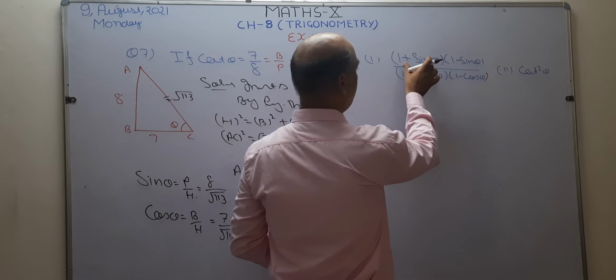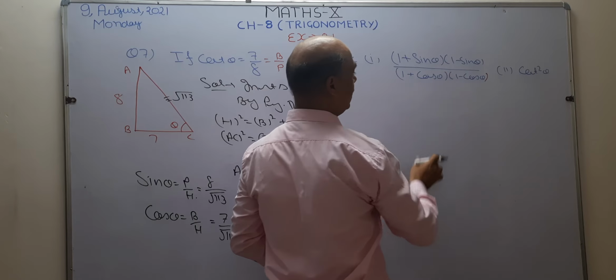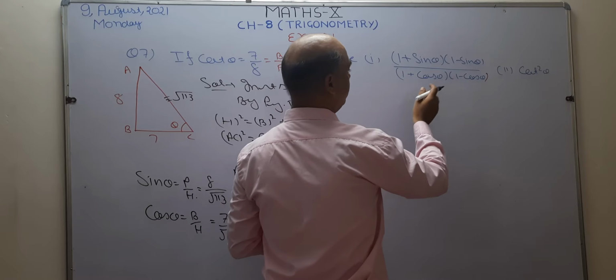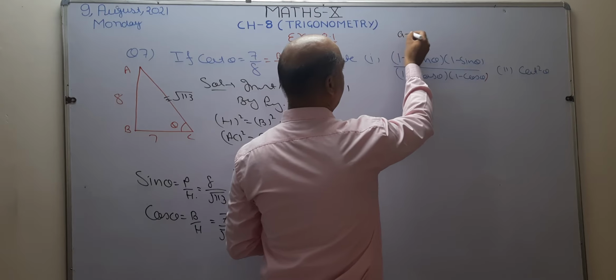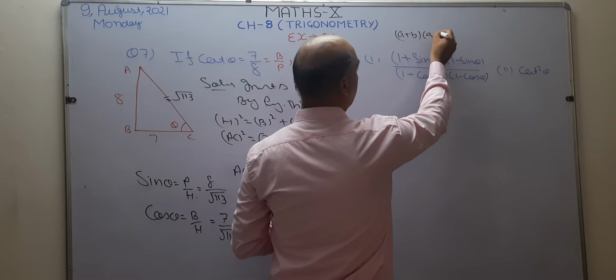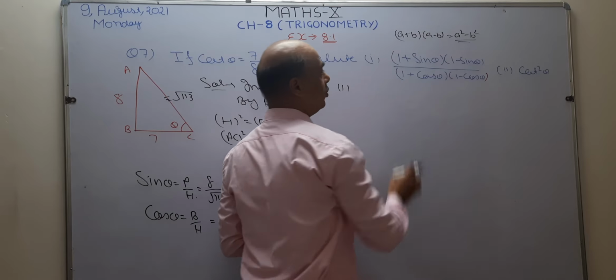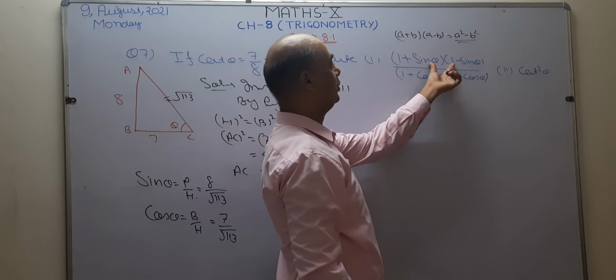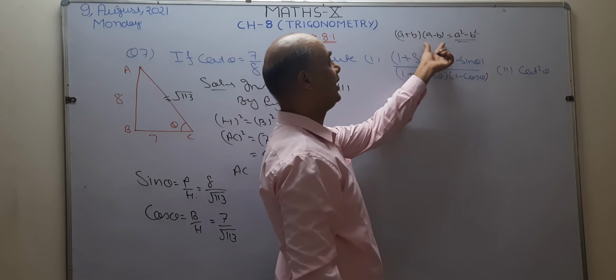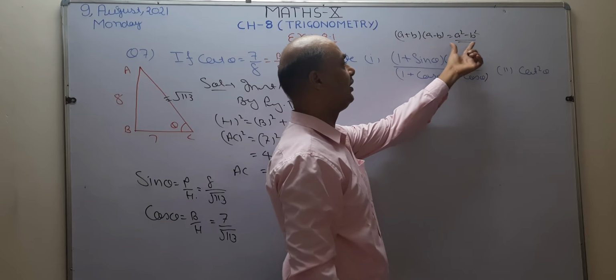In the first part, it is given 1 plus sin theta, 1 minus sin theta, and 1 plus cos theta, 1 minus cos theta. I have one identity: a plus b into a minus b is equal to a square minus b square. I want to use this identity to solve this question. A plus b and a minus b can be written as a square minus b square.